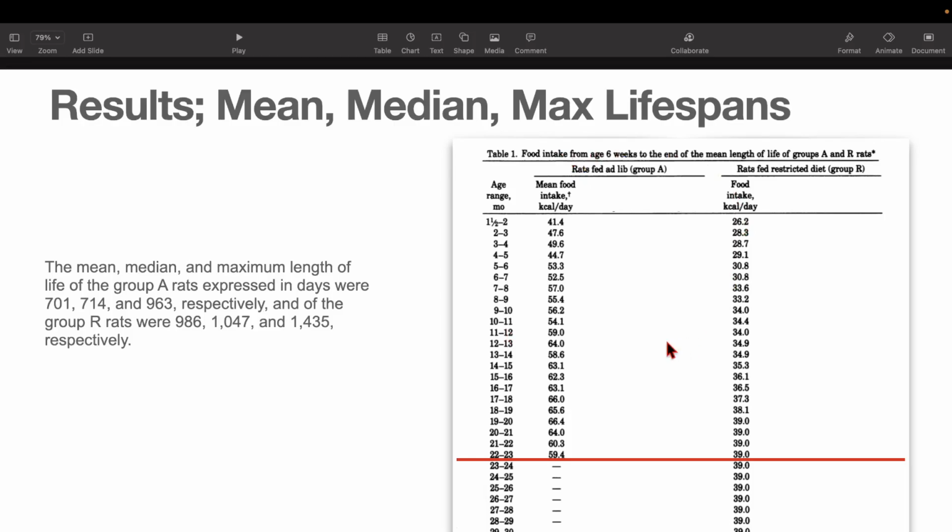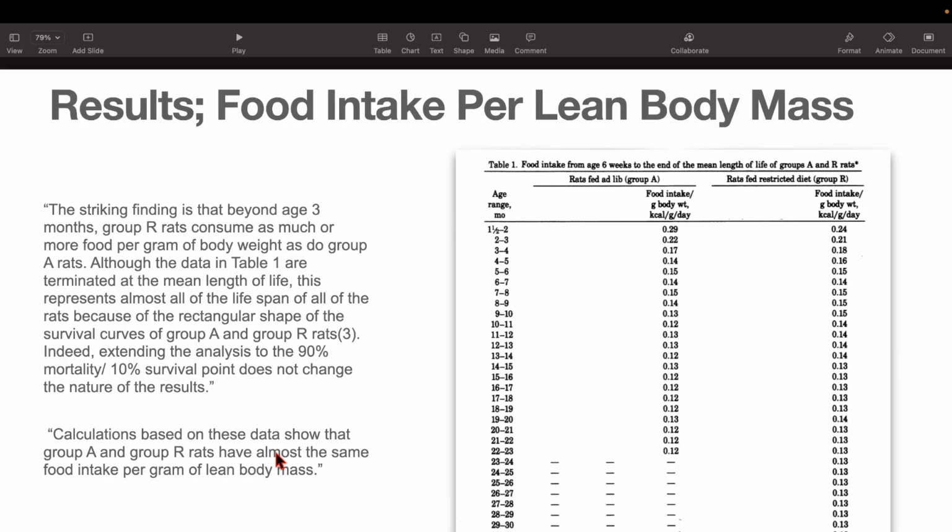And basically, the chart here is showing food intake in kilocalories per day. And on the left-hand side here, we have months. What you see is at about the 23-month mark, which is close to the 714 days, you basically don't see data here anymore because a large percentage of the rats in group A, the ad libitum rats, were actually dead at this point, whereas the restricted rats continued all the way down to this 33-month mark, which gives us about the 986 days for the mean amount of life, or the average number of days of life for the rats. So it did indeed work. The caloric restriction did increase the lifespan.